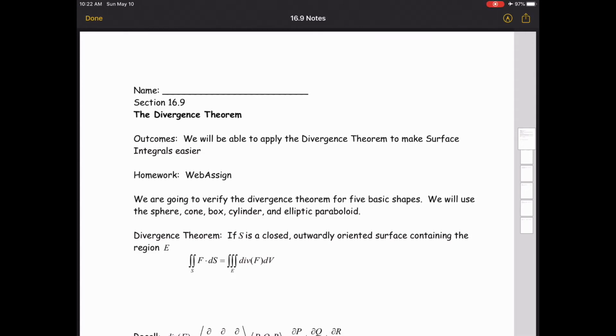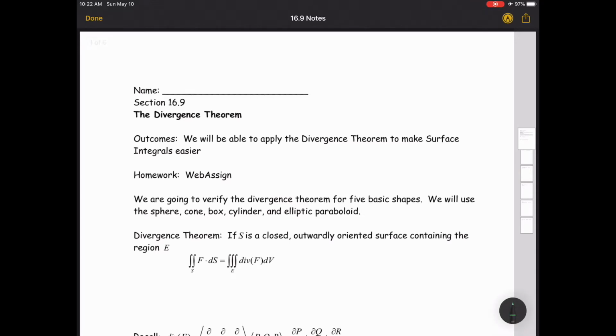All right, section 16.9, the divergence theorem. This is the last of the new topics that we will learn in all of high school calculus. We have made it. All right, so the divergence theorem. Let's give a little bit of an explanation.